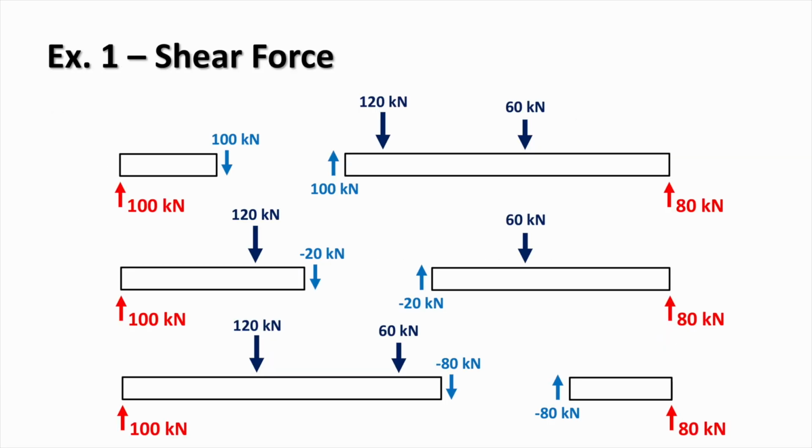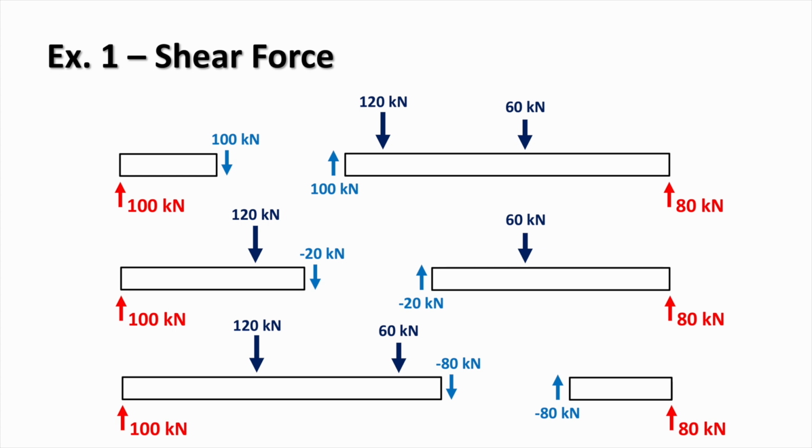We now begin calculating the shear force along the beam. To determine the shear at any location, we imagine cutting the beam at that point and summing the vertical forces acting on one side of the cut. Starting at the left end of the beam, the shear force is initially zero.